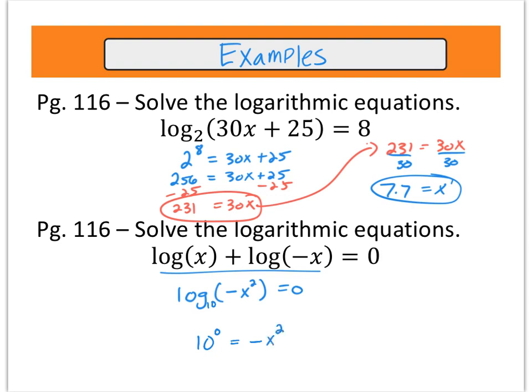And 10 to the power of 0, anything to the power of 0 is 1. 1 equals negative x squared. Well, you're hopefully going to see that we run into this problem because if I divide both sides by negative 1, 1 equals x squared, and this is impossible. This can't be solved unless we have complex numbers, which we have not yet talked about.